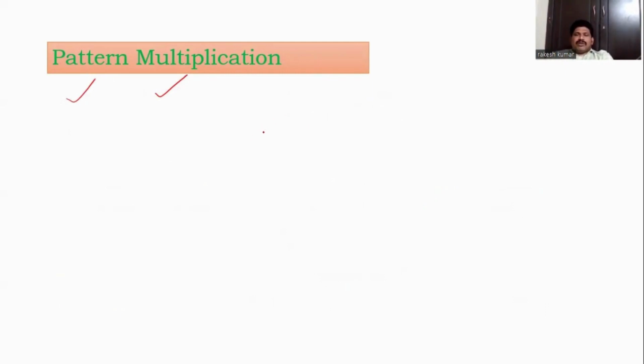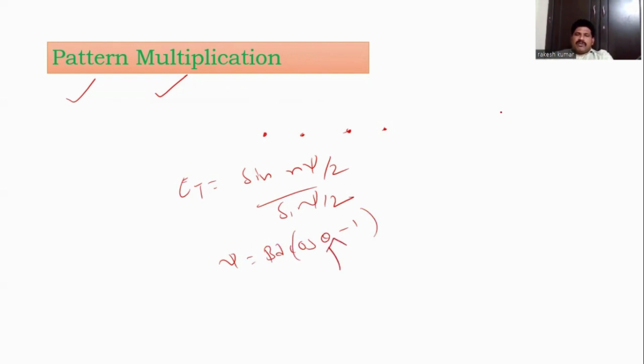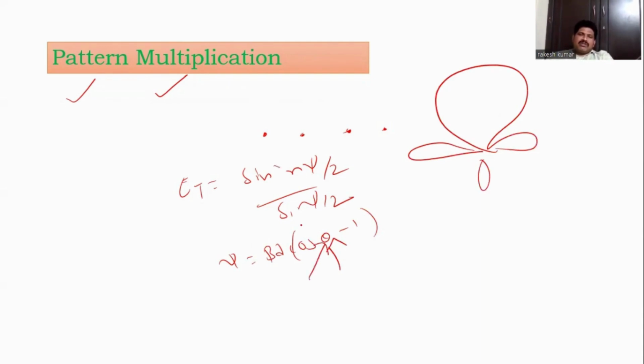For example, if you take two antennas, or three antennas, or n number of elements, what is the expression to calculate the ET? It is equal to sine n psi by 2 by sine psi by 2. How will you draw the radiation pattern? You take psi equal to beta d cos theta minus 1, vary the value of theta and draw the radiation pattern. By substituting different values, it will take so much of time.